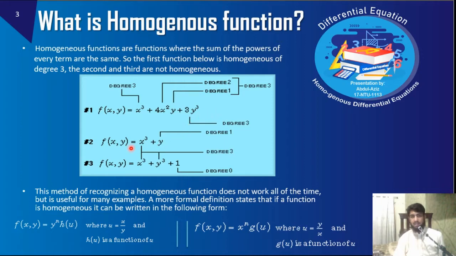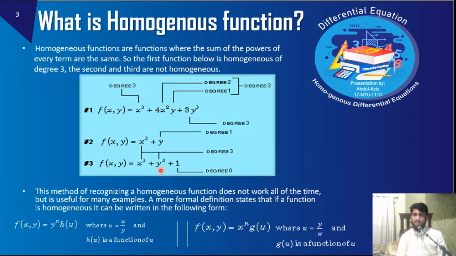But you can see that in example 2, x cube plus y is not a homogeneous equation of the same degree level, as x has degree 3 and y has only degree 1, so it is a non-homogeneous equation. Same as x cube plus y cube plus 1, it is also a non-homogeneous equation.